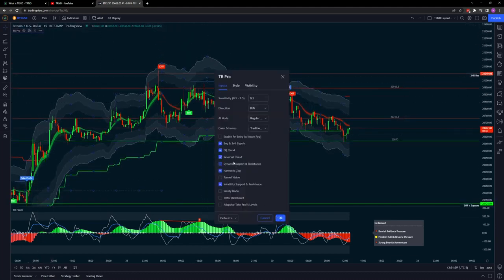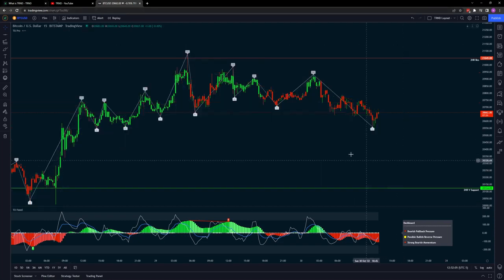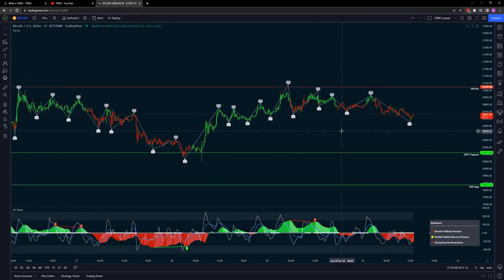Next, we have harmonic zag. So we're going to clean this up just a little bit to talk about what harmonic zag is. I have 2 other tabs open up here. And for harmonic zag, it's going to help you identify the higher highs, higher lows, lower highs, and lower lows.